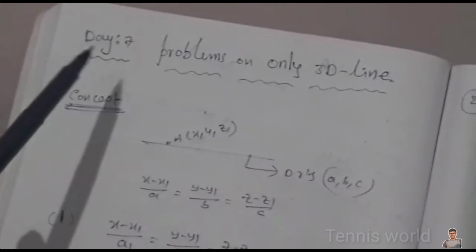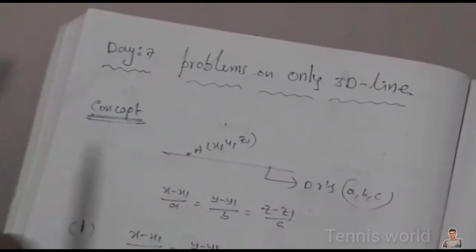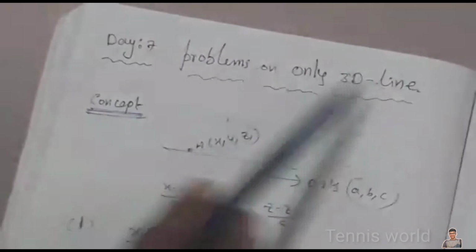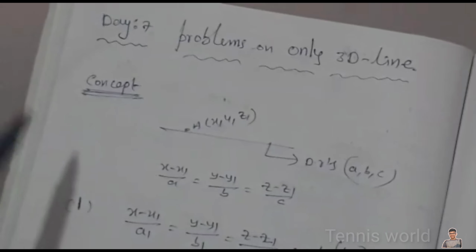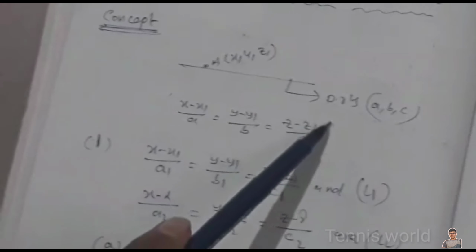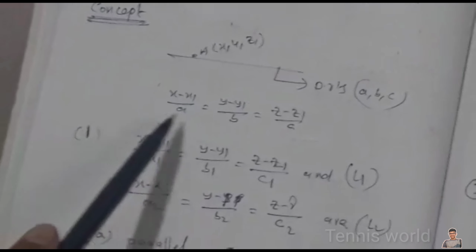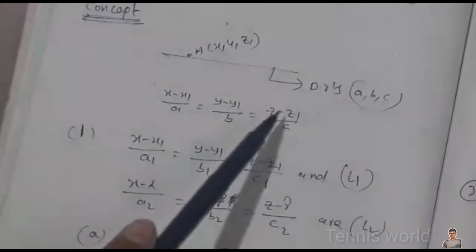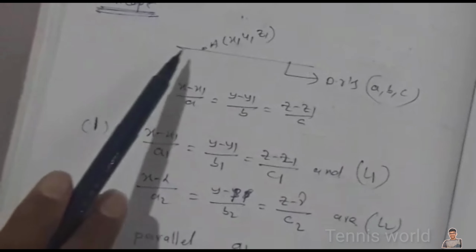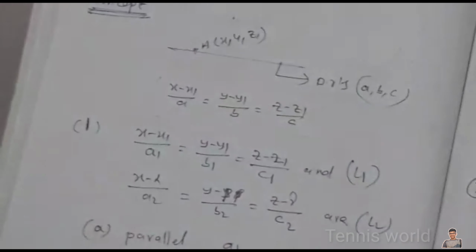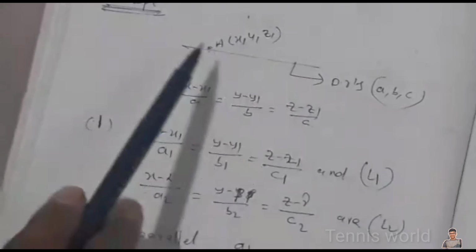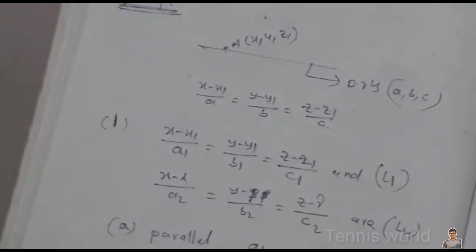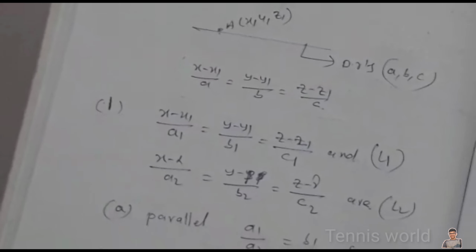Today I am going to explain the concept of 3D lines. See this one, this is the 3D line. This is the structure of the 3D line. In this structure, x1, y1, z1 represents one of the points on this line, and A, B, C represent the DRs of this line. This we already learned in previous classes.